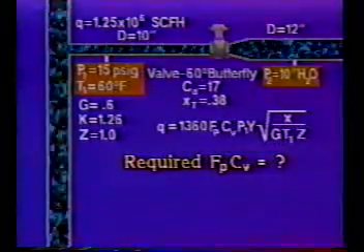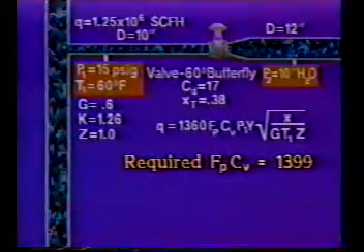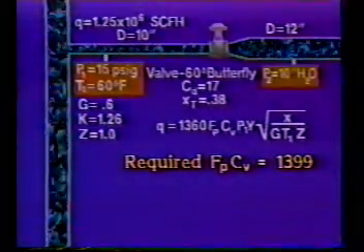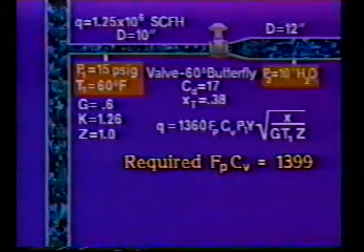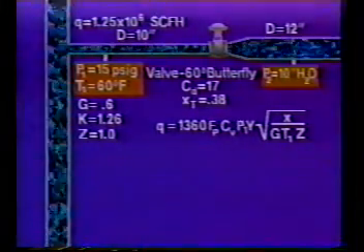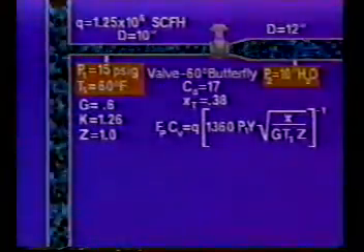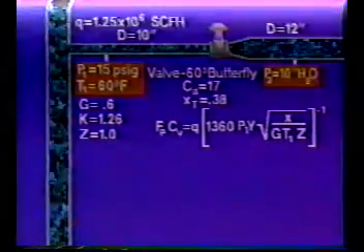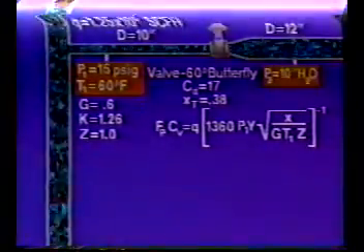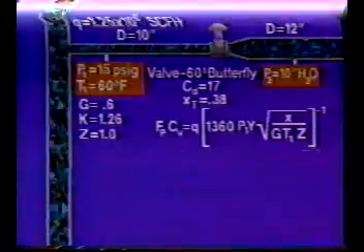If you found the value of this term to be $13.99, you're right. Now, let's review how this value was obtained. First, the equation is rearranged to isolate the term F sub P C sub V. Then, known values are substituted into the equation.